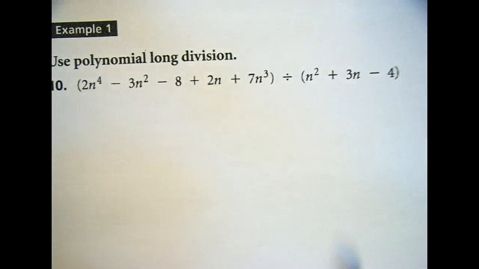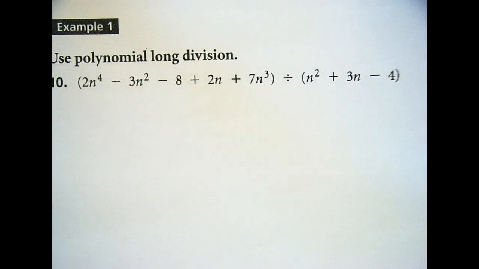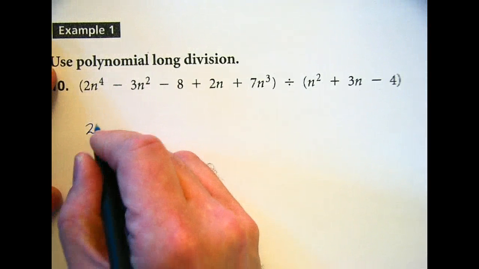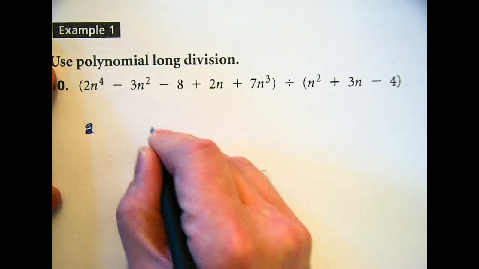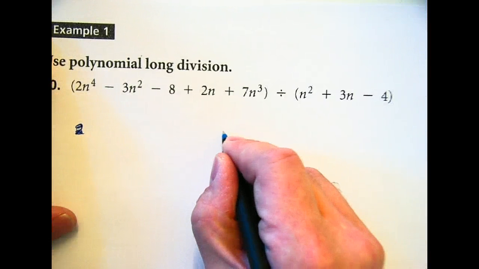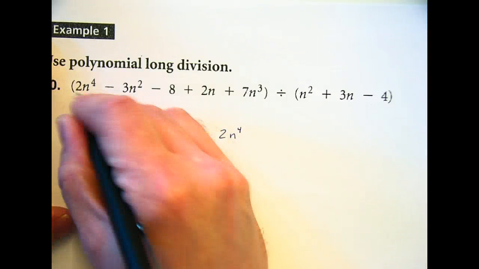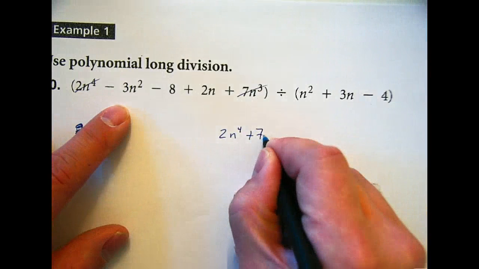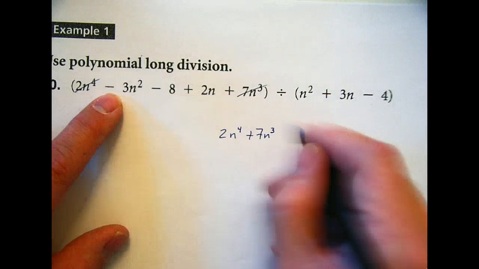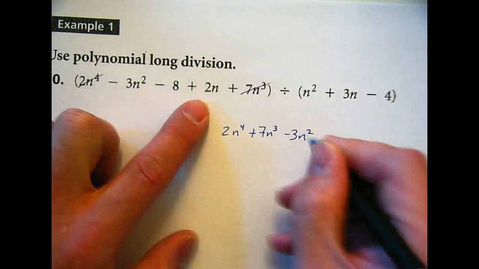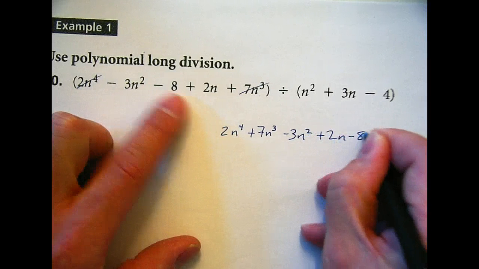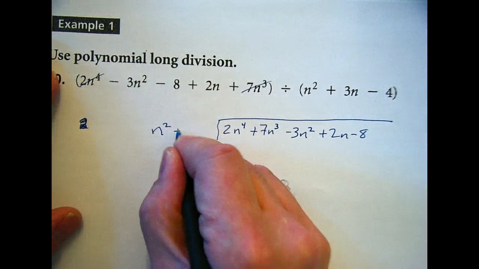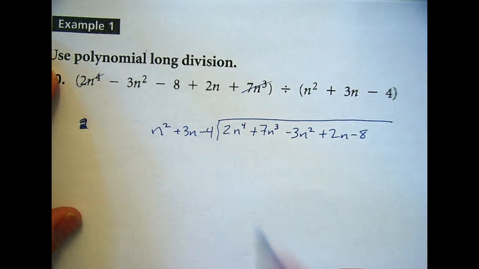Make sure it's in standard form first. Looks like 4th degree is the largest degree. I'm going to write it over here. Looks like we got a 7n cubed, negative 3n squared, 2n minus 8. All right, get as far as you can.